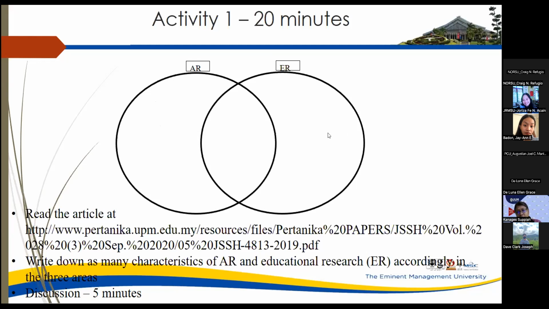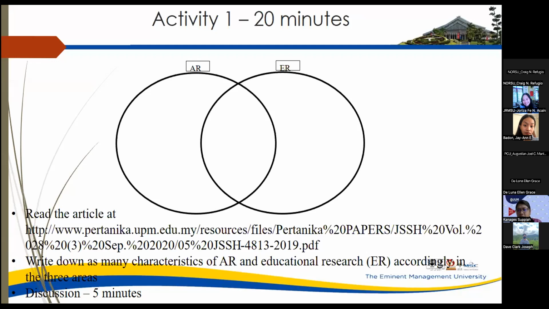Now, the article may give you some of the information that you need. The rest, please use your personal experience, your own knowledge on what you gather are action research or educational research characteristics, and you fill this up. It's a 10 to 15 minutes activity. Is that okay?